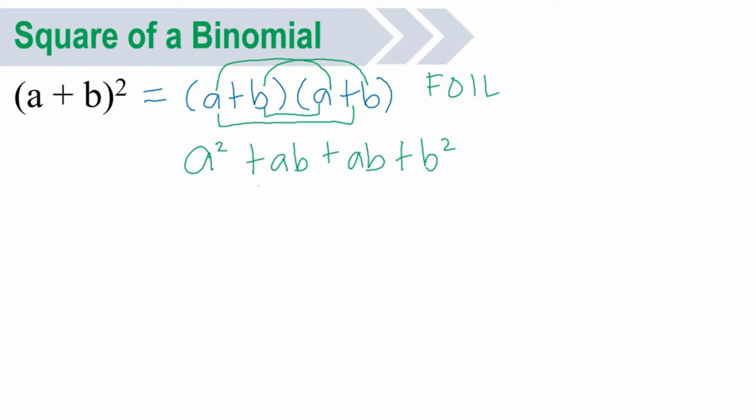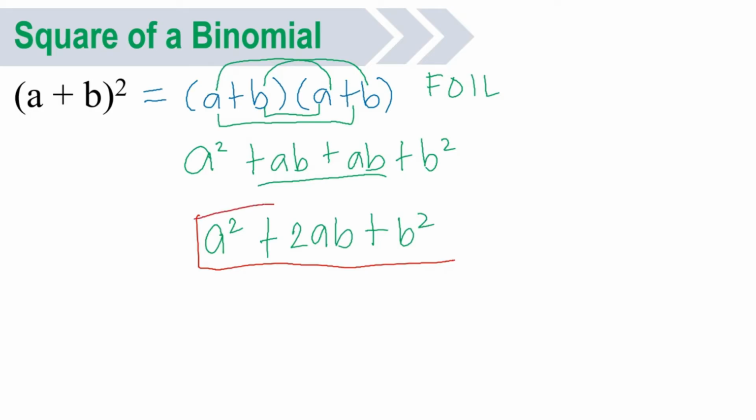Then after that, you have to combine the like terms. Just copy a squared. Then ab plus ab, you will have positive 2ab. And then copy positive b squared. And this will be your answer. But actually, you can solve the square of binomial without applying FOIL method.